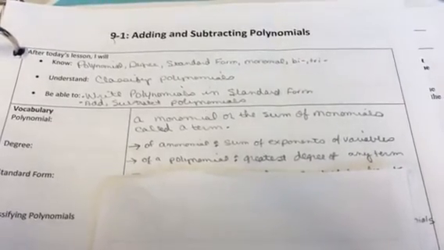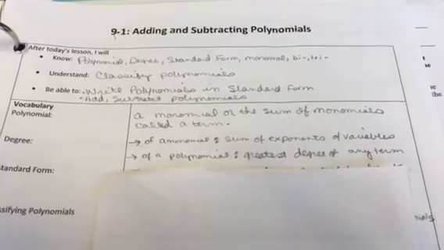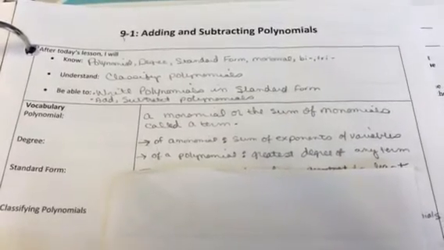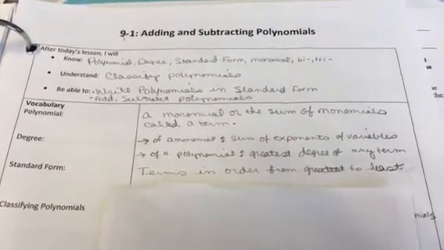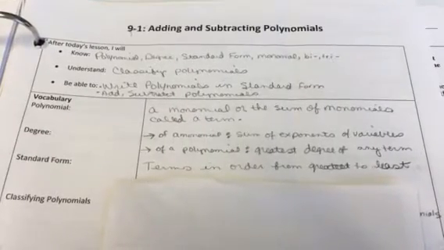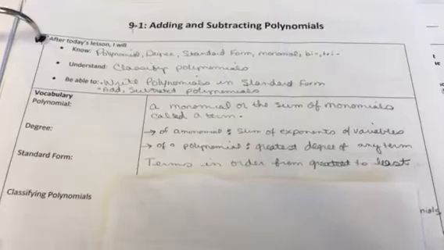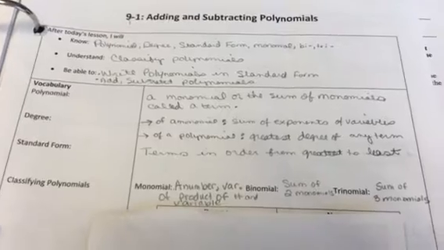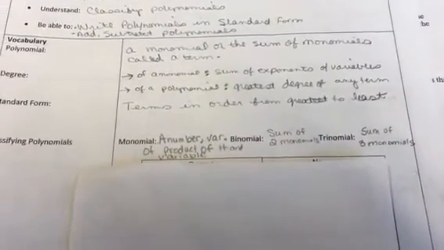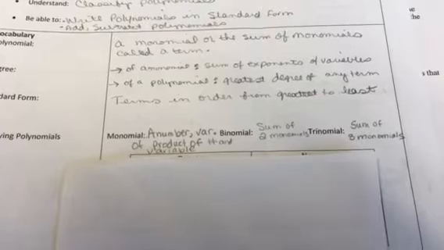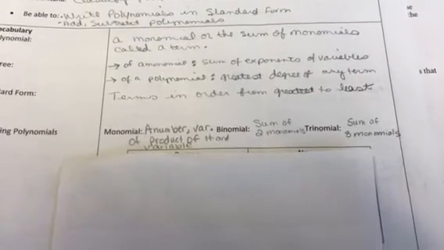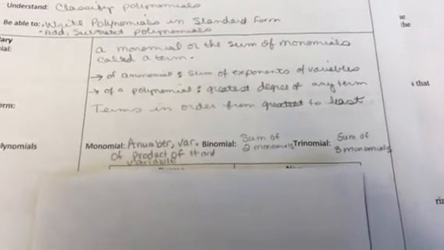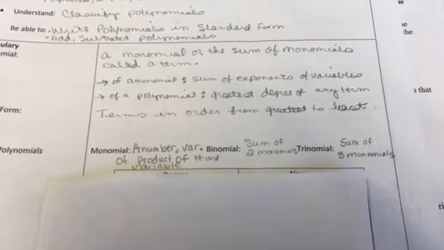The degree of a polynomial is the greatest degree of any term. Standard form of a polynomial is where the terms are in order from greatest degree to least degree. So where the highest exponent comes first, then the next highest exponent, so on and so forth. So we were talking about monomial. A monomial is a number, a variable, or product of a number and a variable. We'll get some examples of that in just a minute. A binomial is going to be the sum of two monomials, and a trinomial is just the sum of three monomials.